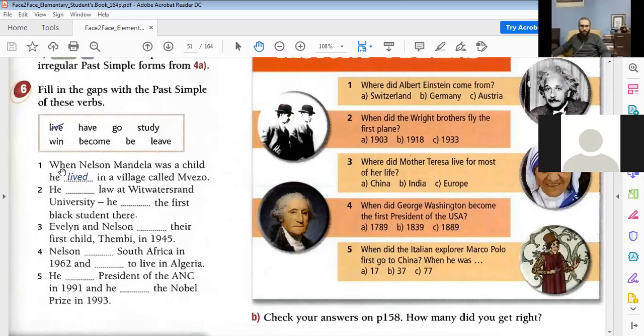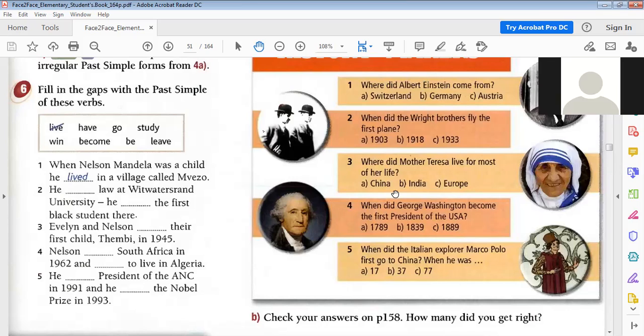All right, so I'm going to read number 1. When Nelson Mandela was a child, he lived in a village called Vezo. Okay, I have an idea. Let me give you some time first. Take a minute or two and answer all of them, and then we'll check the answers together. When you finish, you can just say, I finished.